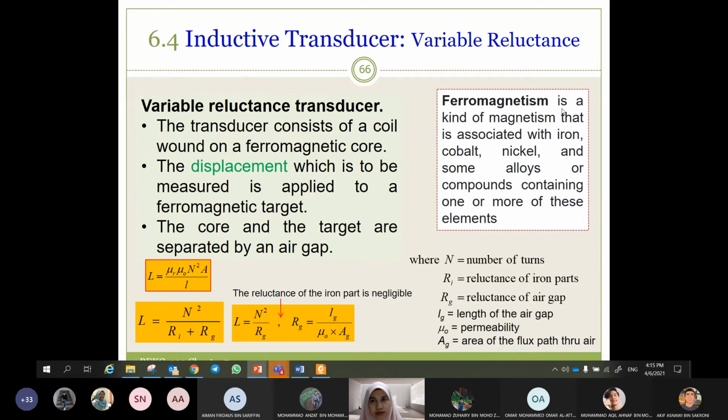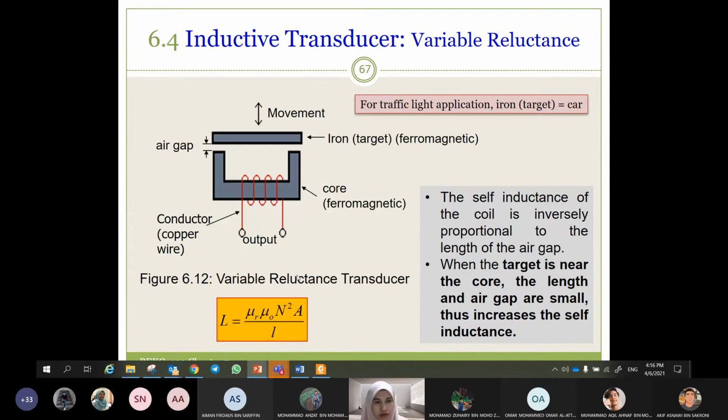So what is ferromagnetism? It is a kind of magnetism that is associated with iron, cobalt, nickel, and some alloys or compounds containing one or more of these elements. So this is the general formula for inductance.